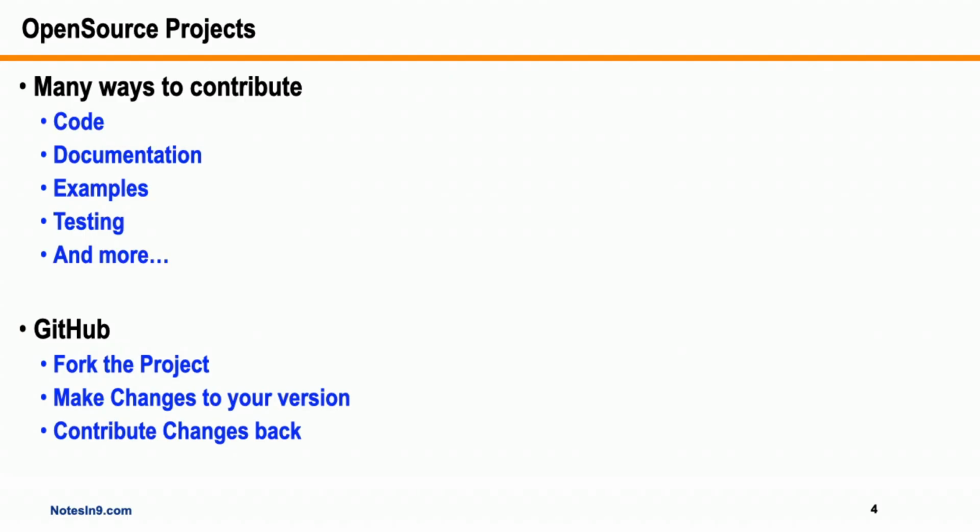So what we're going to do today is update some documentation, because I found a small error in the documentation on one of the open source projects for Jakarta EE, and I'm going to show you how I fixed it. So the skinny is you fork the project, make changes to your version, and contribute changes back from your version to the source version in the form of a pull request. And that's it. It's pretty easy. Let's go to the demo.